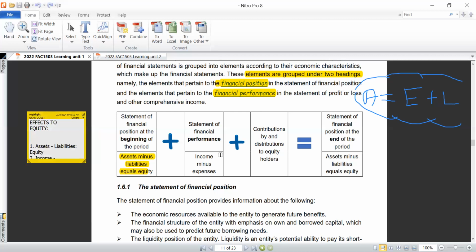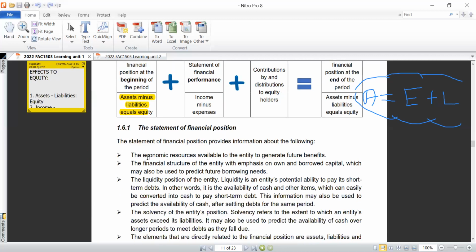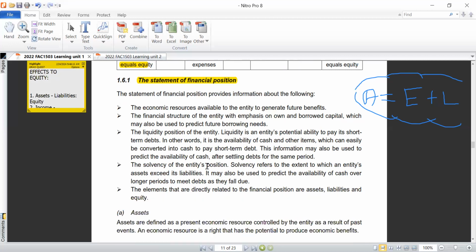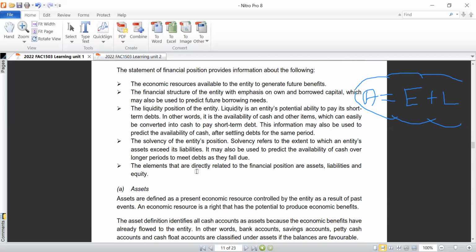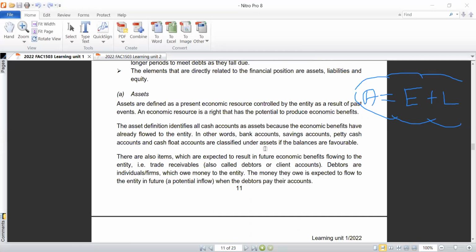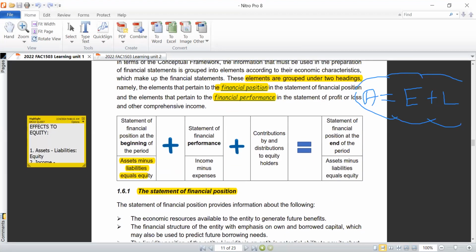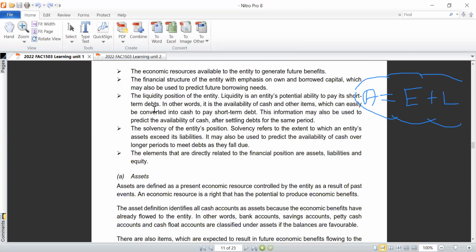Then there's the statement of financial position. Don't worry about this much; these other aspects are just theories. What they are trying to explain here about the statement of financial position is what it conveys. That's what you see here, but it's not so important.